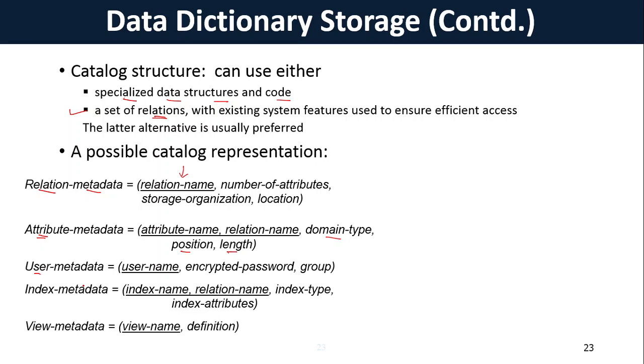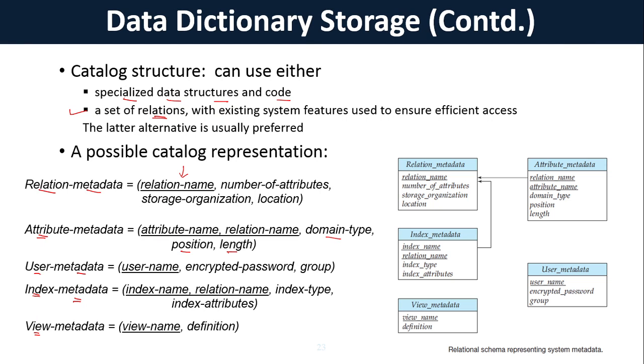Similarly, we have user metadata with the attributes username, encrypted password, group, and so on. We have index metadata, storing index name, relation name, index type, index attributes, and so on. We have view metadata, which stores view name along with the definition. So these are only a few examples of metadata. We have lots of such metadata information to be stored in the data dictionary, and we make use of such relations to store that data.